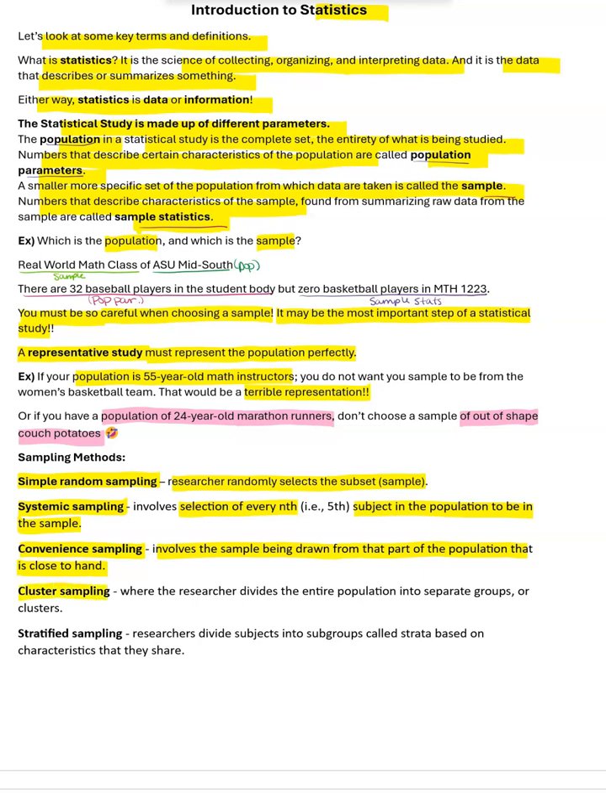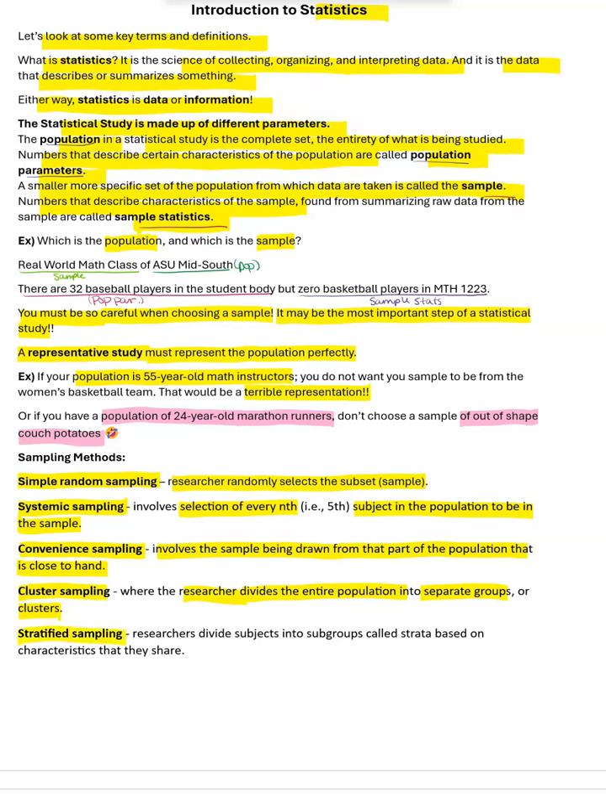Cluster sampling. This is where you divide the entire population into separate groups or clusters, right? But I try to avoid using the same word, like clusters here, in the description. So I would just say researchers divide the entire group into separate groups. So you would just take the big population and then cut it into sections and have little groups.